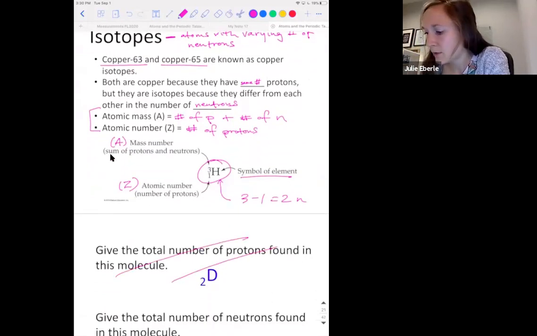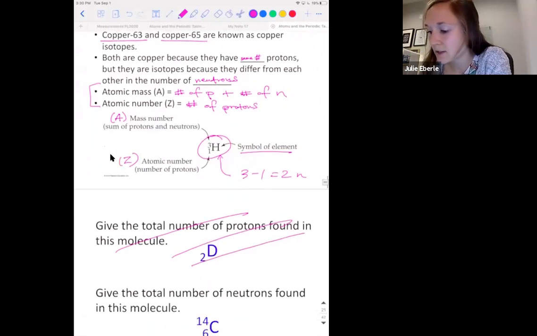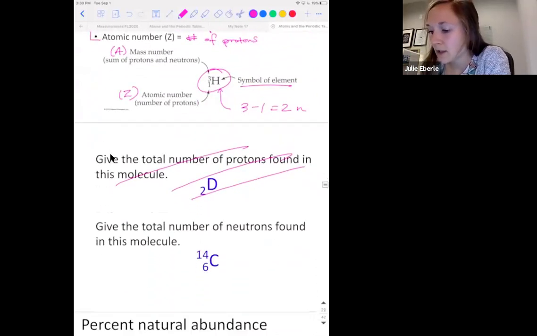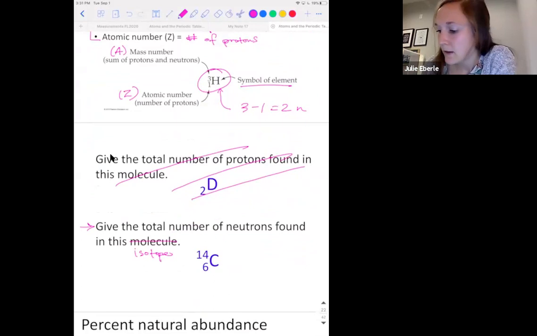This was a poor example. We figured that out first lecture, so I'm going to skip it. Let's look at this one right here. Give the total number of neutrons found in this molecule. And it should say this isotope. It's not actually a molecule, it's an atom.